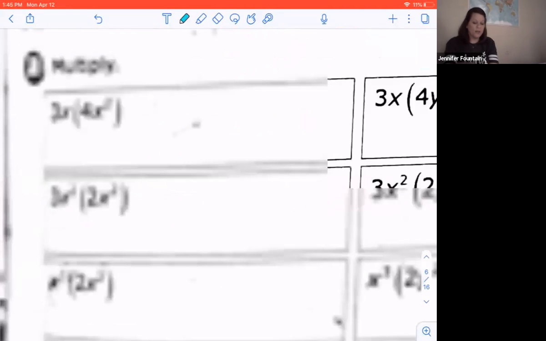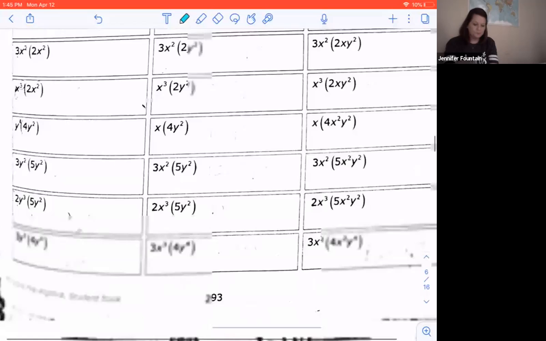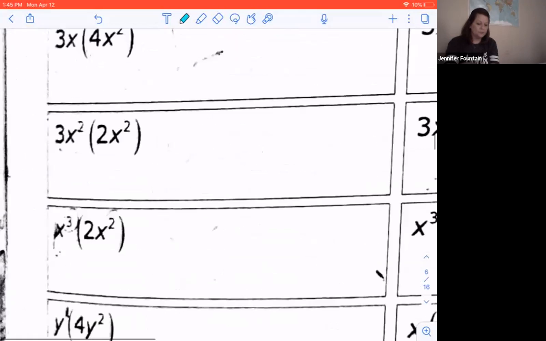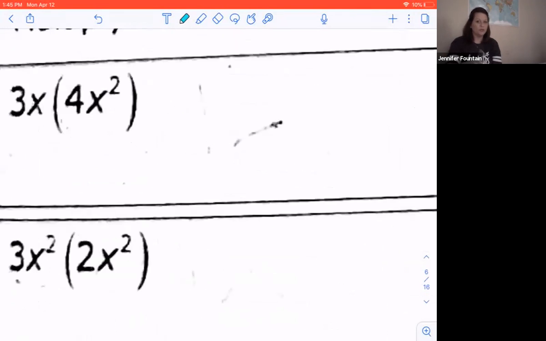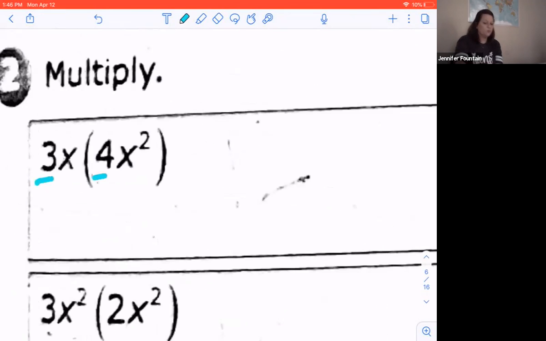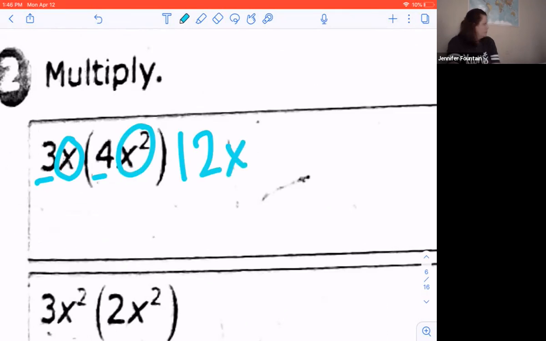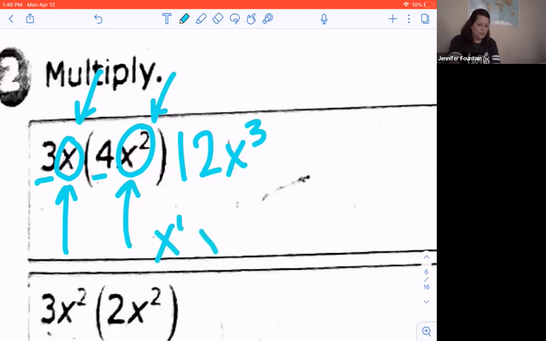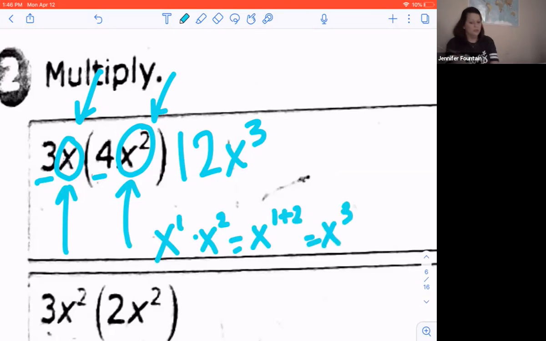So let's go ahead and look at the bottom of our page. We've got a bunch of them to practice with, okay? Let's go down the left-hand side first, just from top to bottom. What am I going to multiply first here? 3 times 4 is 12. And then x times x squared. How many x's would I have? If this is 2 x's and I have another x here, how many will I have total? 3. So I had 2 here and I have another one here. So that's x to the first times x to the second. Remember, I add 1 plus 2, which is x to the third. Okay? So when I have the same variables, I add the exponents.